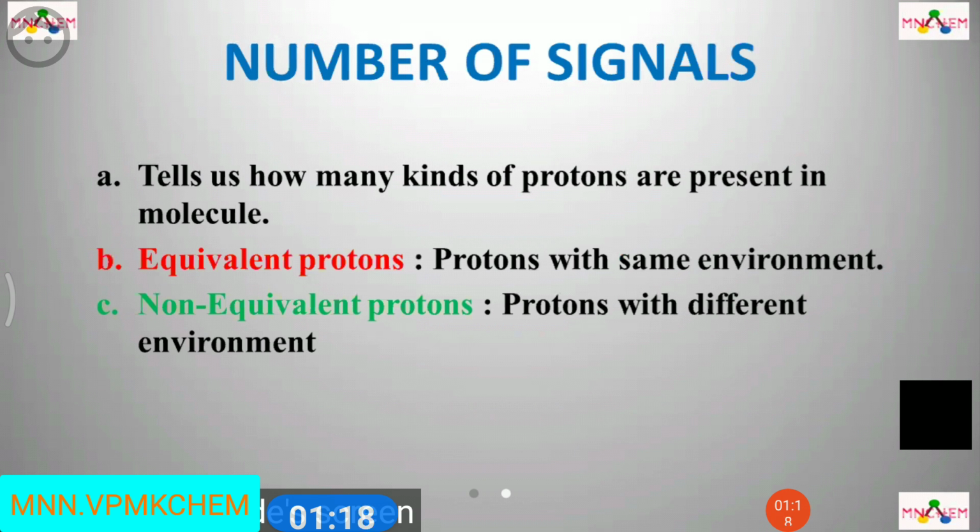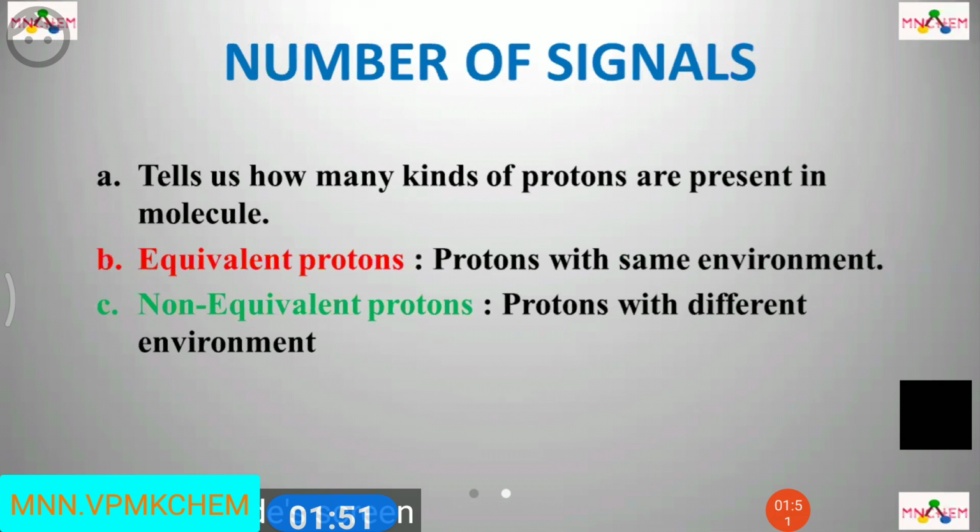We have the number of signals, and we said it tells us about how many kinds of protons are present in a molecule. So the number of signals corresponds to equivalent protons. The protons which have the same environment around them are termed equivalent protons, and they give one signal. Whereas non-equivalent protons, which have different environments, give different signals in the NMR spectra.